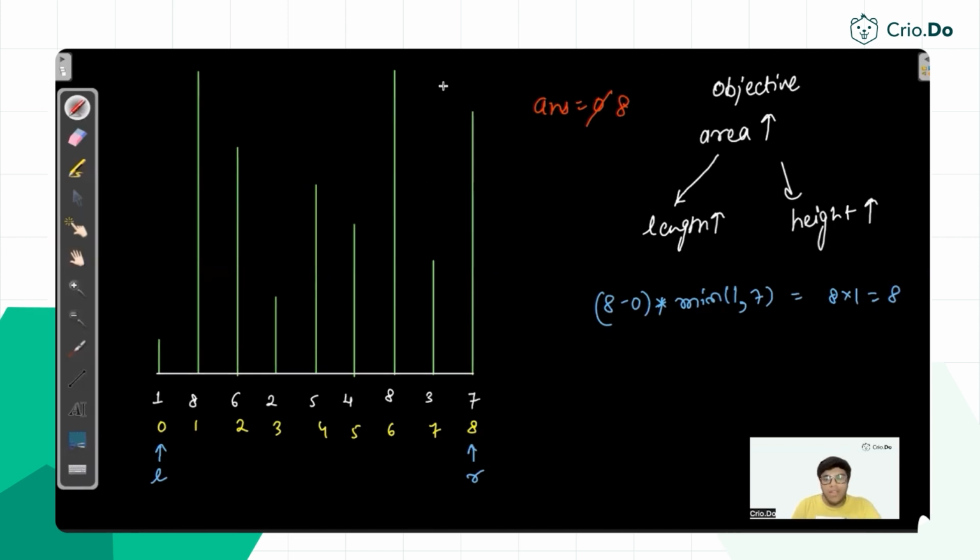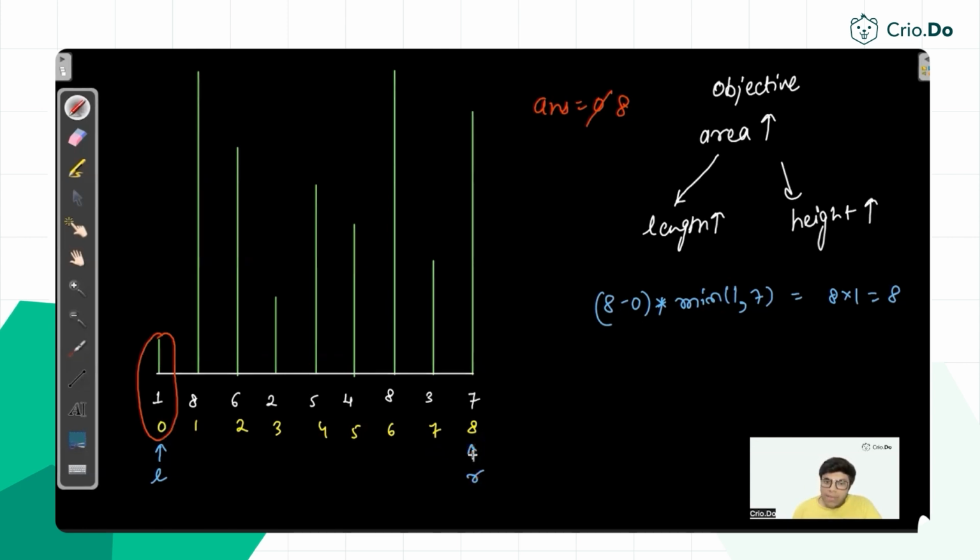See, what will happen? If I am taking the same left bar, and I am making the right bar go to the previous bar, I am decreasing the height because I am decreasing the distance, and I want to increase the height. If I want to increase the height, I have to decrease the distance. That is why I am making both the pointers shifted towards each other.